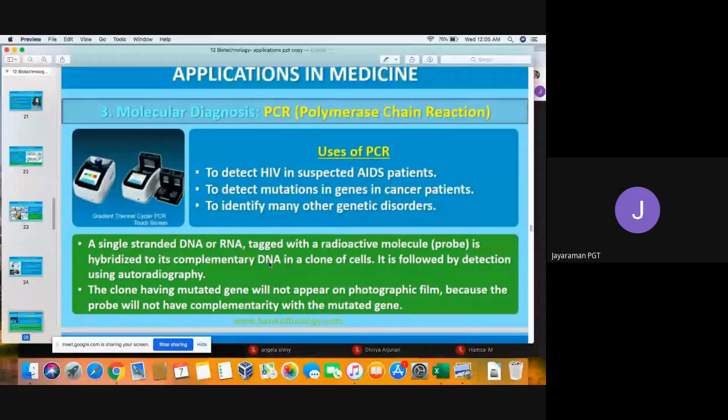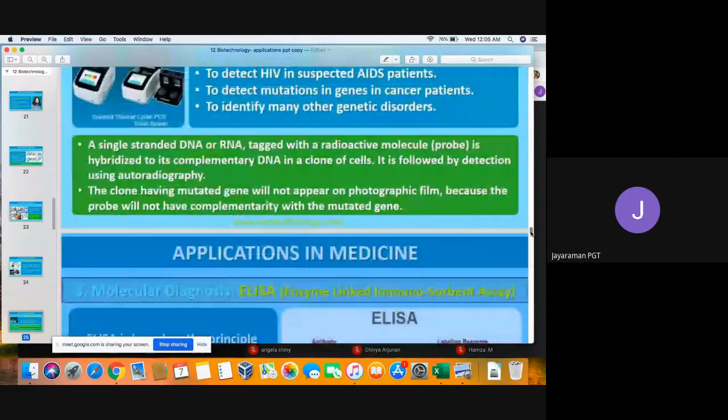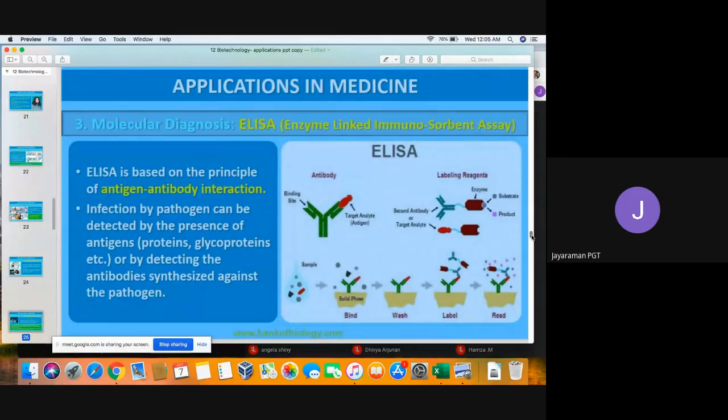Next, PCR we already discussed, the application and medical application. ELISA is a very important point. In the first aid board only, one point on ELISA is given, that's it. That much is given: what is ELISA and where it is used. But the mechanisms we all study for NEET. So ELISA means enzyme-linked immunosorbent assay.